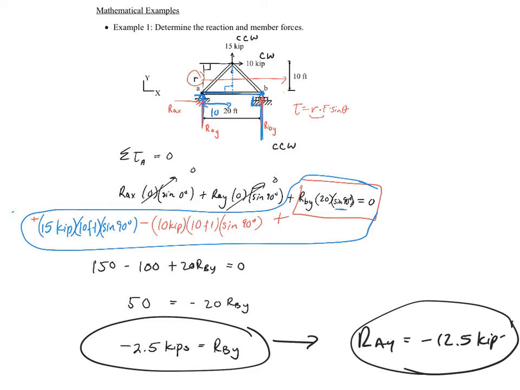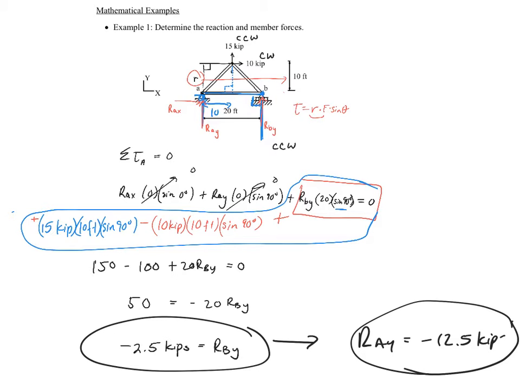10 kips is pulling to the right. RAX is the only reaction occurring here. Mike? Not 15. X. So we have 10 kips pulling to the right here, right? So it's got to be 10 back.